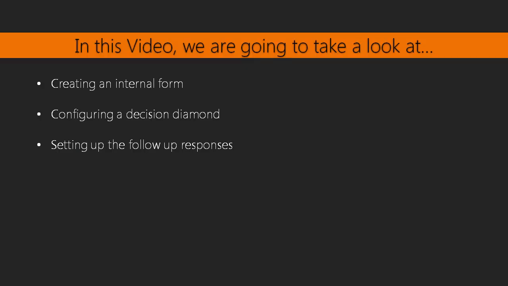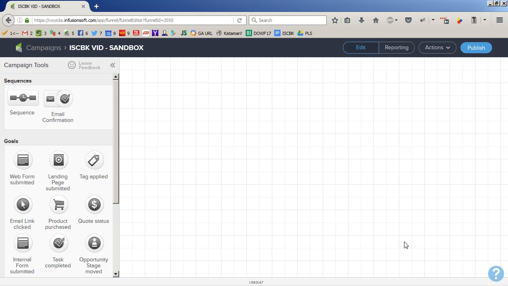In this video, we're going to take a look at creating an internal form, configuring a decision diamond, and setting up the follow-up responses. The context behind why someone might call is important. So in this video, let's pretend people are calling in to schedule a free consultation from an ad.